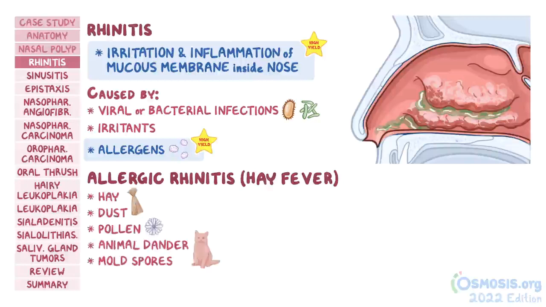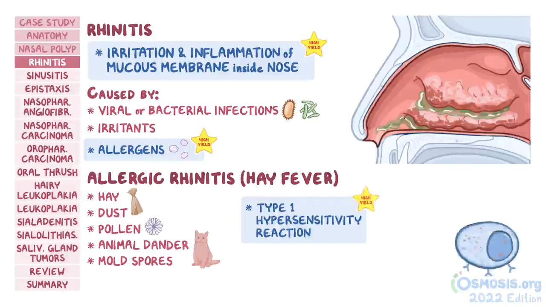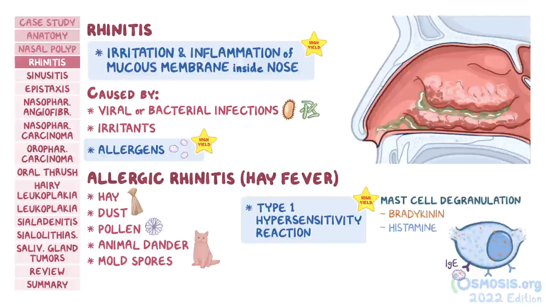A high-yield concept to remember is that allergic rhinitis is a type 1 hypersensitivity reaction, which is a type of allergic reaction that starts with exposure to an environmental allergen and is characterized by immunoglobulin E antibody production and mast cell degranulation, releasing mediators like bradykinin and histamine that cause inflammation. This leads to excess fluid buildup in the nasopharynx and facial tissue, causing symptoms.